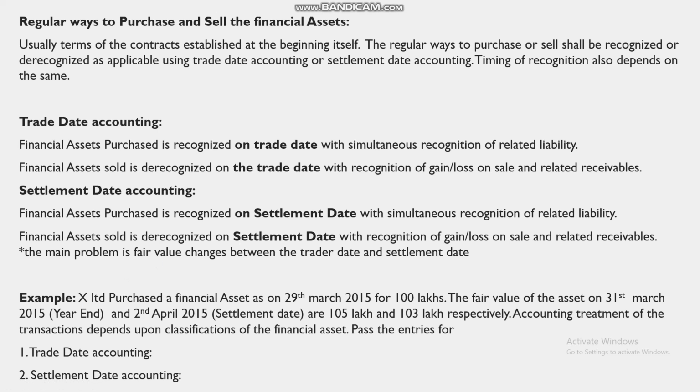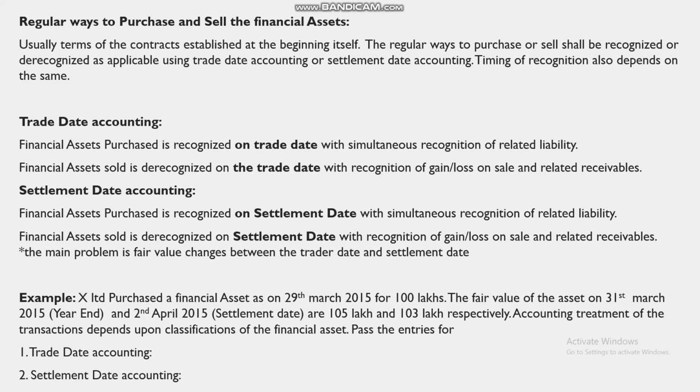When you are purchasing, then you need to pay, right? So that payable is also simultaneously recognized, and the financial asset sold is de-recognized on the settlement date with the recognition of gain or loss on the sale and the related receivable. If you sell, the chance of gain or loss is also there, and the receivable is also there, correct? You will get the amount, so that receivable is also recognized.